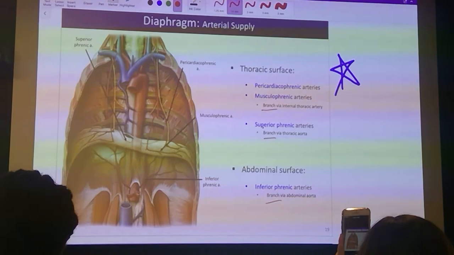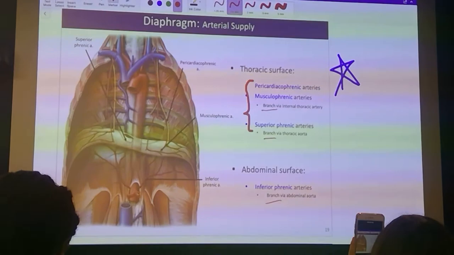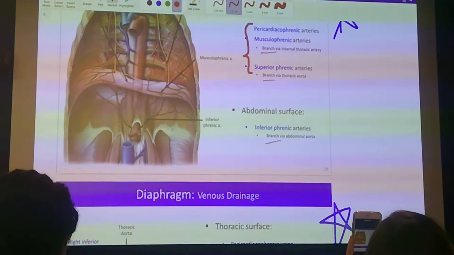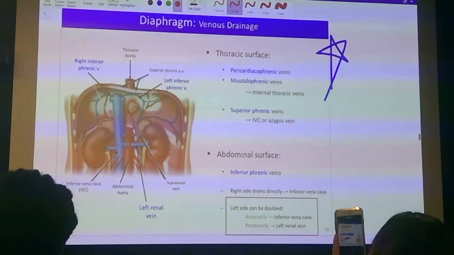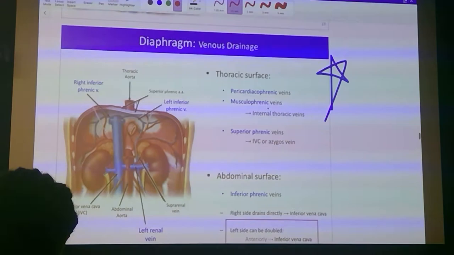So these arteries here supply your superior diaphragm, and then the inferior diaphragm supplies your abdominal portion of the diaphragm. Cool. Just know the branches of these things, just the branches again.